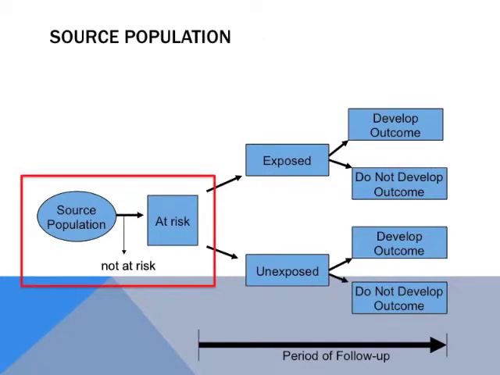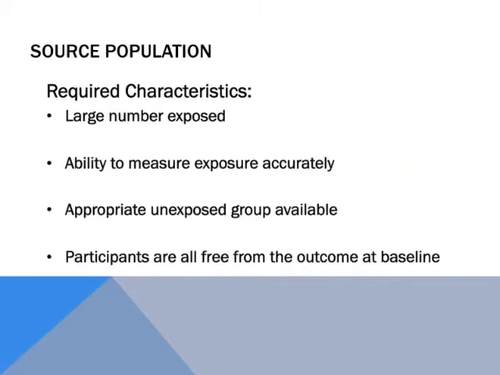When defining the source population at the beginning of the study, it's necessary that the exposure is not rare, so that there is a large number of exposed individuals, that there's an appropriate and feasible method available to measure exposure accurately, and that there's an unexposed group available. For instance, if everyone in the cohort was exposed, or were exposed to the same degree, you wouldn't be able to evaluate the influence of the exposure on outcome. And finally, the participants need to be at risk for developing the outcome, and therefore individuals with the outcome at baseline or who cannot develop the outcome, for example women in the study of prostate cancer, are excluded.